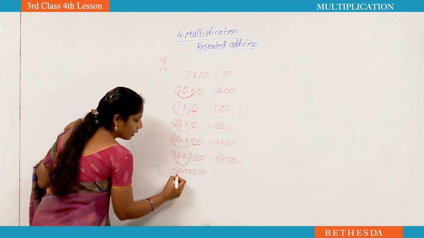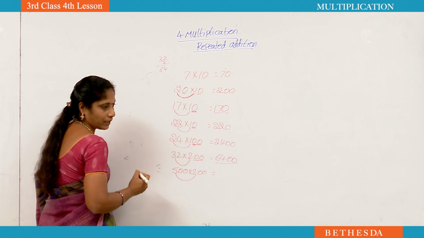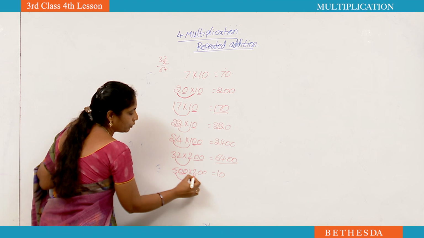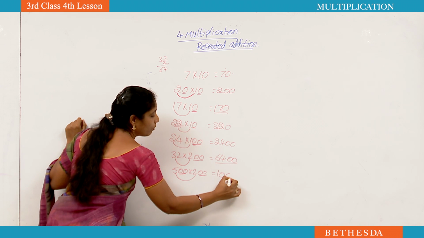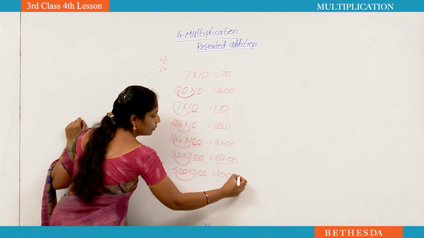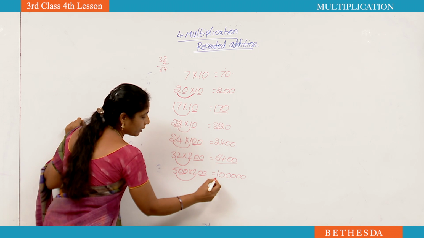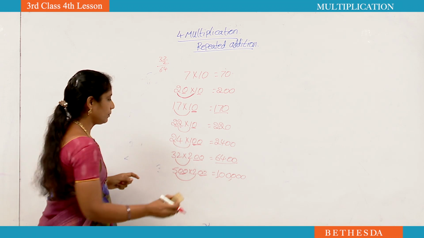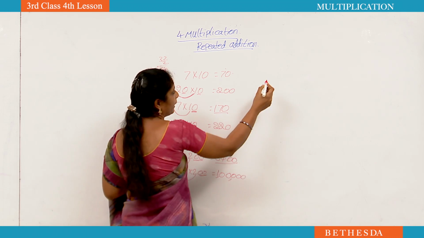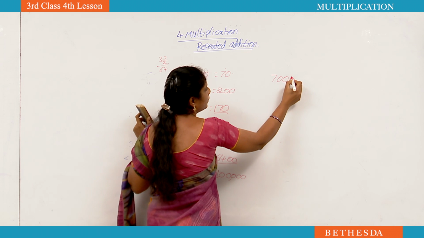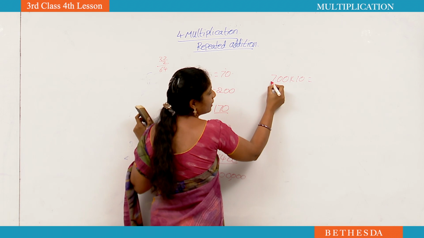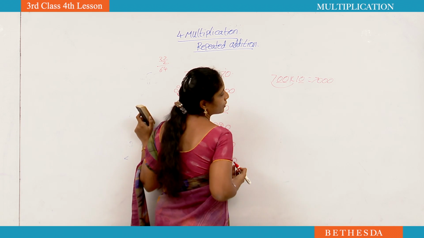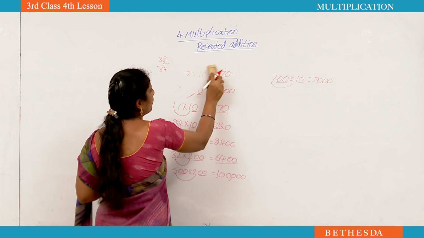How to write? First we have to multiply the numbers. We know the table. 5 2s are 10. How many zeros are there? Here 2, here 2. Now we have to write 4 more zeros. 1, 2, 3, 4. See here. Now what is the answer? Like this we have to write. 700 into 10. What is the answer? 7 ones are 7. How many zeros we should write? 3 zeros. Like that we have to do multiplication.